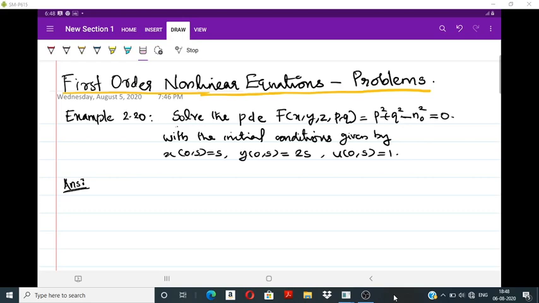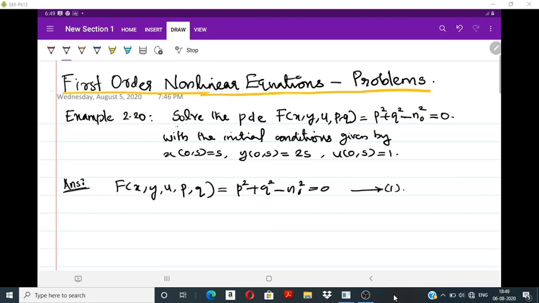Okay, so these are the initial conditions, and the given PDE is given by f of x, y, u, p, q equal to p square plus q square minus n square. Here p stands for dou u by dou x and q stands for dou u by dou y, equal to 0. Let this be equation number 1.